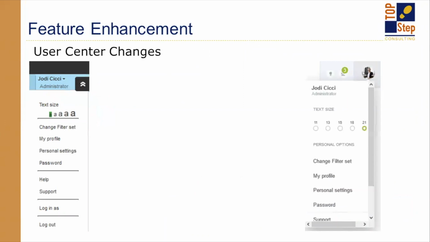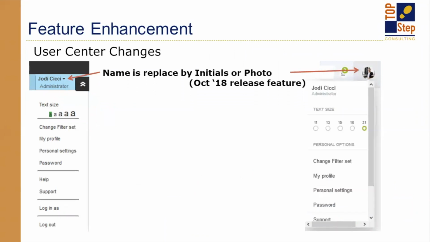That's in the same location in the new UI. However, some of you may remember the October feature where there was a lot of focus on, hey, you can load your own photograph in the UI. In UI4, if you load a photo, it appears in the little tiny circle in the upper right hand corner. If you do not load a photo, it shows only your initials in a circle. So if I didn't have that photo, it would say JC in the circle in the corner.